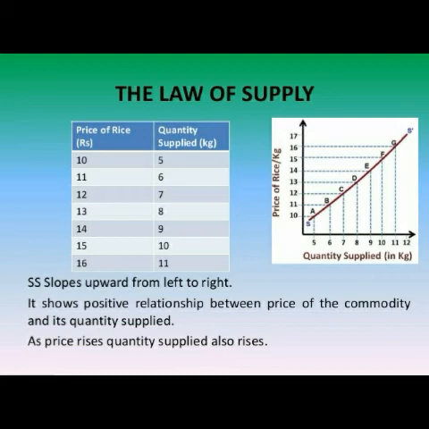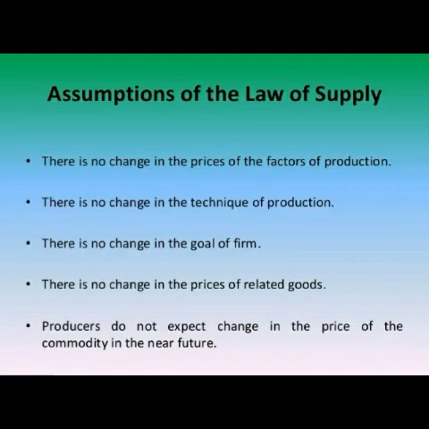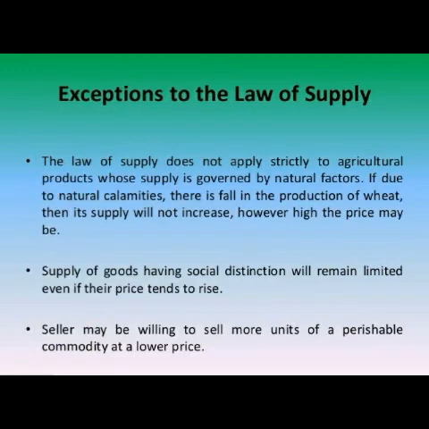We can see whenever price increases, the supply increases, and it's a positive relationship. The assumption is that all the variables are constant. What are the variables? As you know: factors of production, technology, goal of the firm, the price of other goods, and of course the expected price in the future. These are the things, but there are some exceptions to the law of supply.